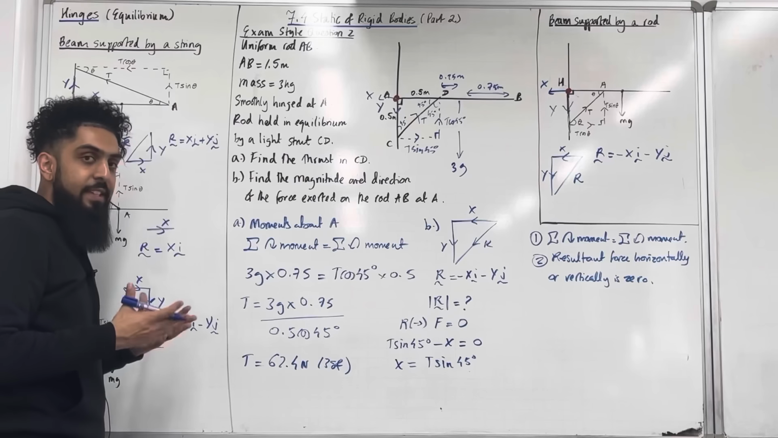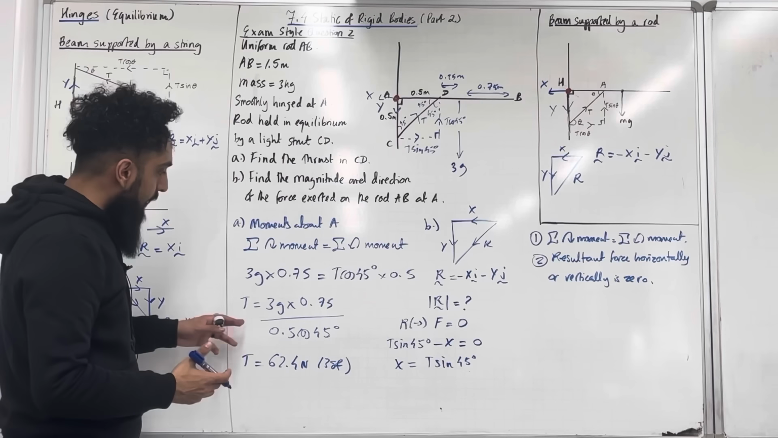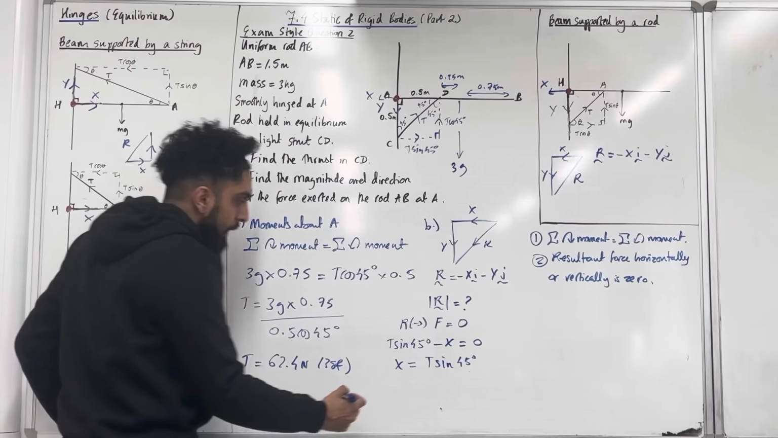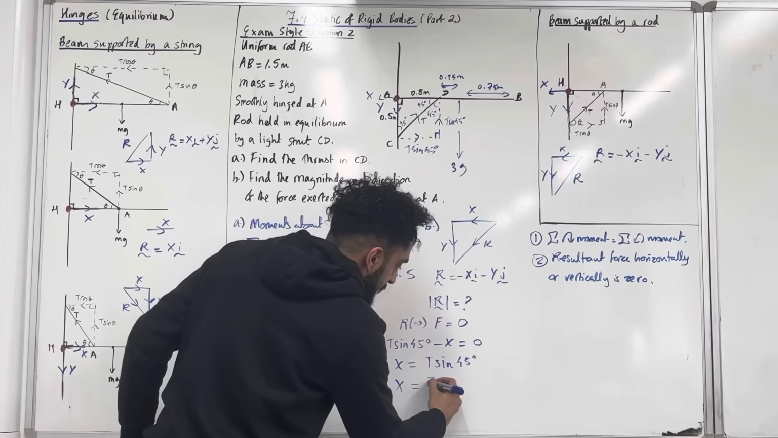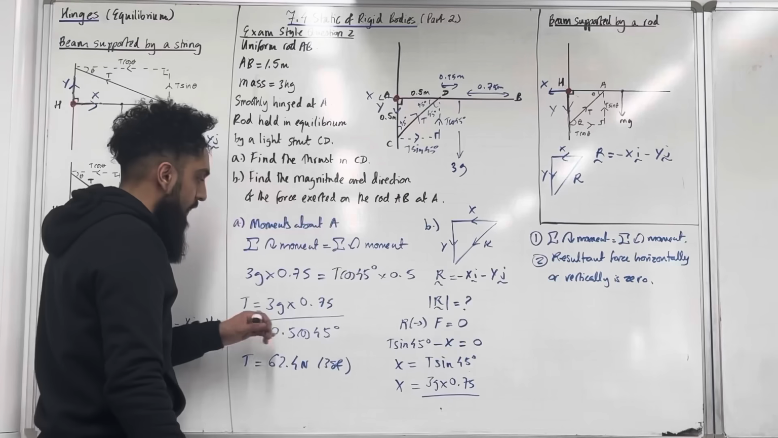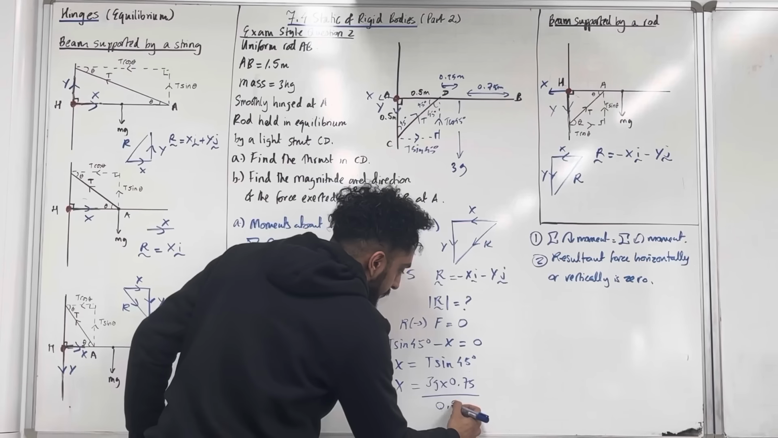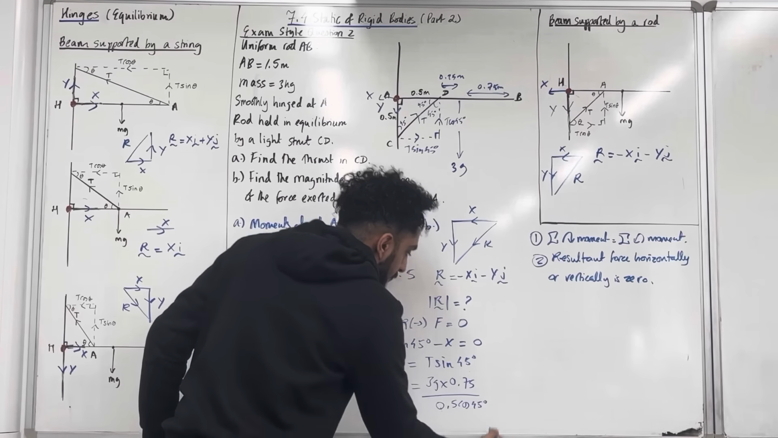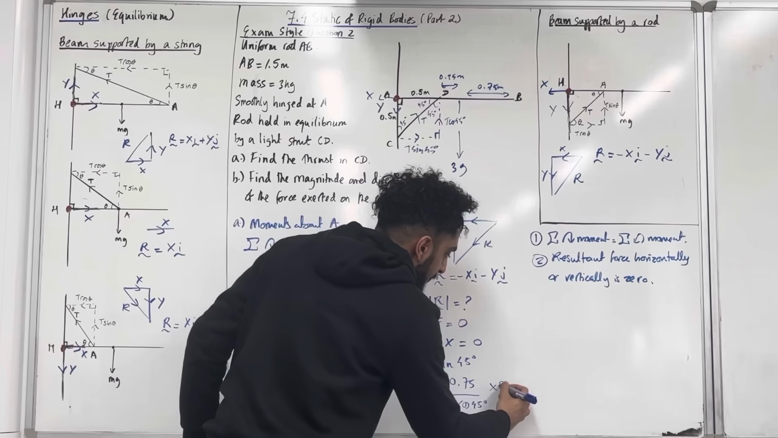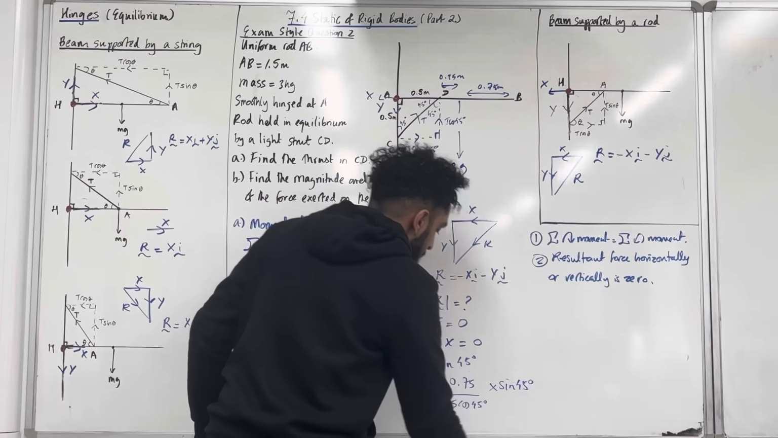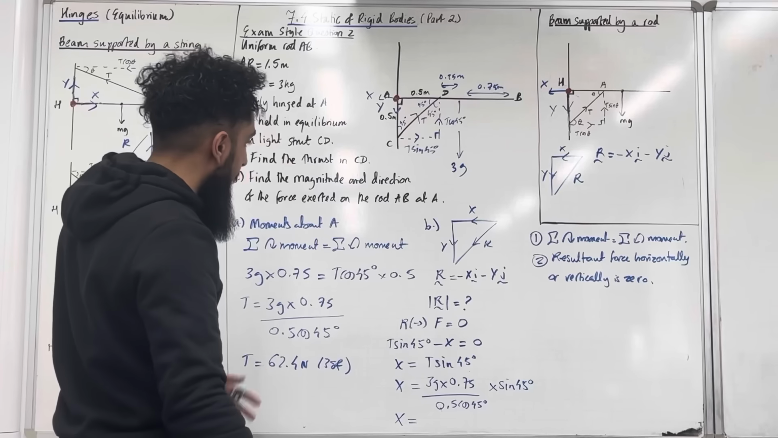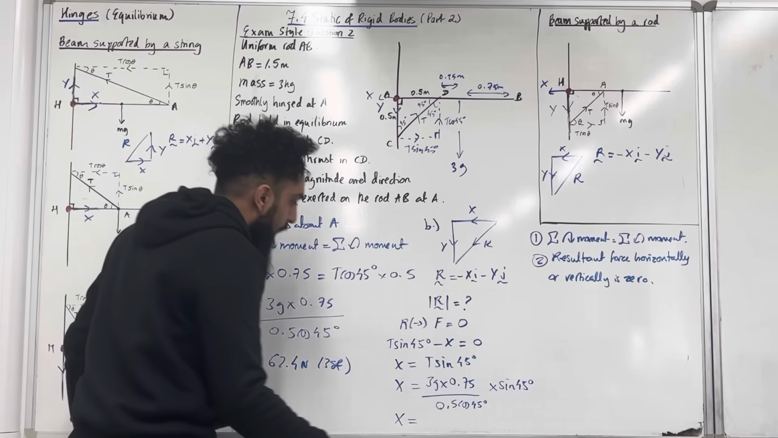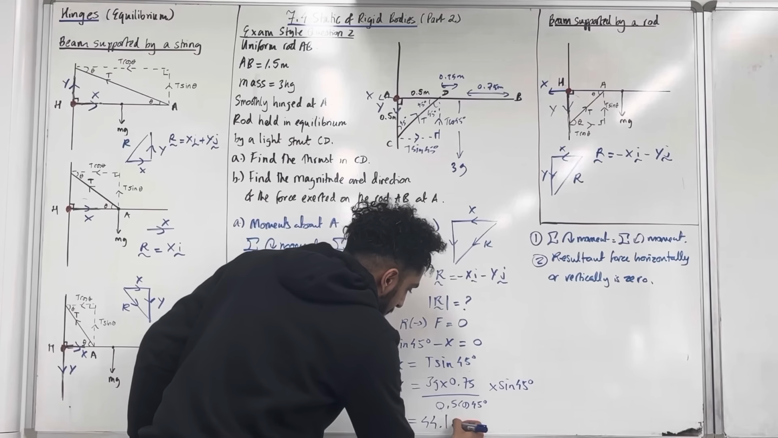But we know what the exact value of T is. The exact value of T is given over here. So X is equal to 3g all over 0.5 cos 45, multiplied by sine 45. So if I put this into my calculator, and if I round off to 3 significant figures, I get X equal to 44.1 newtons.